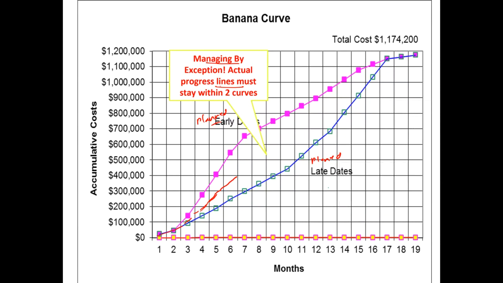But if you get into a situation where your actual spend line is falling beneath or going above this area within the chart, then it triggers what is referred to as management by exception, because the rule of thumb is that your actual progress line should stay within these two situations. So any transgression would trigger a response from your senior management, and that could trigger a review of why you're underspending so much in this case, or overspending.